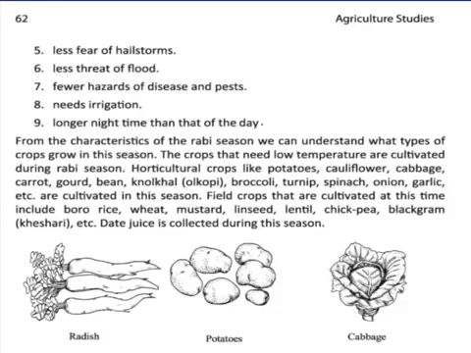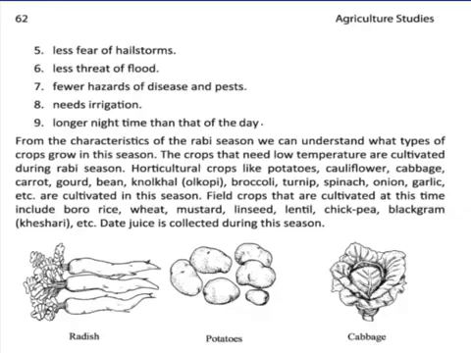From the characteristics of the Rabi season, we can understand what type of crops grow in the season. The crops that need low temperature are cultivated during the Rabi season. Horticultural crops like potatoes, cauliflower, cabbage, carrot, bean, kohlrabi, broccoli, turnip, spinach, onions, garlic and so on are cultivated in the season.